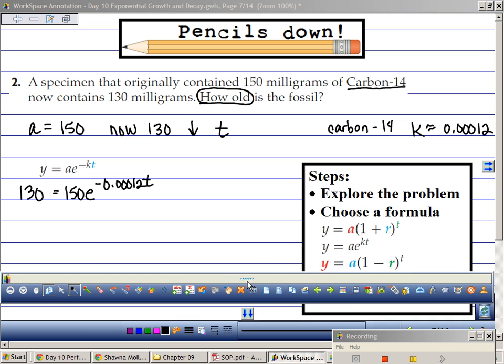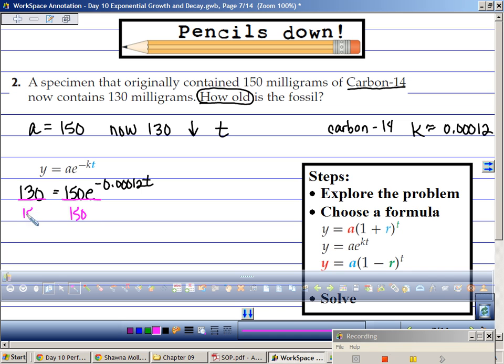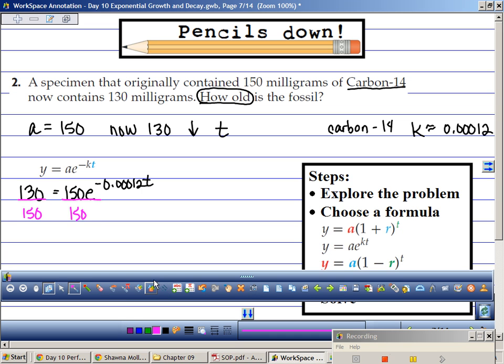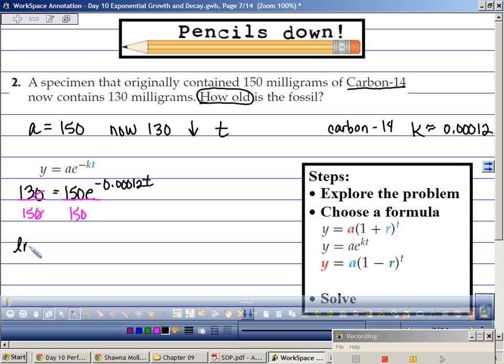Good. I should be changing my colors on these. Let's use purple. So I'm going to divide by 150 and divide by 150. And I'm going to keep this in this form because I want this to be as exact as possible. So I'm going to take the natural log of both sides, correct? So it's going to be ln of 13 over 15 equals ln e to the negative 0.00012 t.